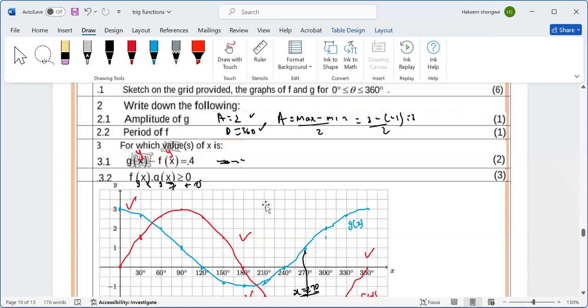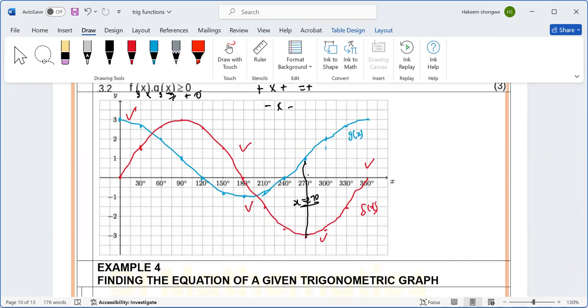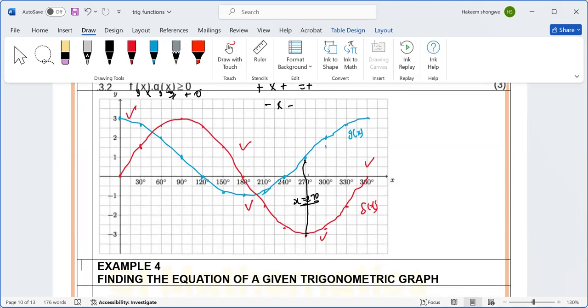You get a positive if both graphs are above the x-axis. A positive multiplied by a positive is going to give you a positive. A negative multiplied by a negative is also going to give you what? Positive. So how do you get a positive and a positive? Both of them should be above the x-axis, or both of them should be below the x-axis.